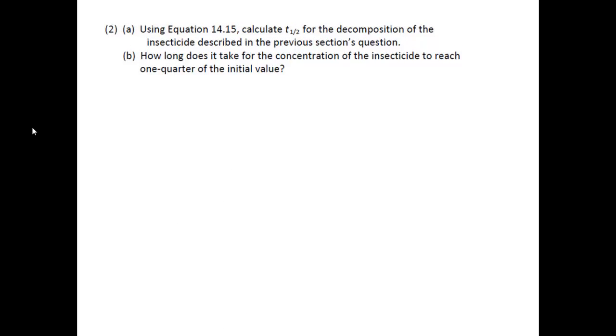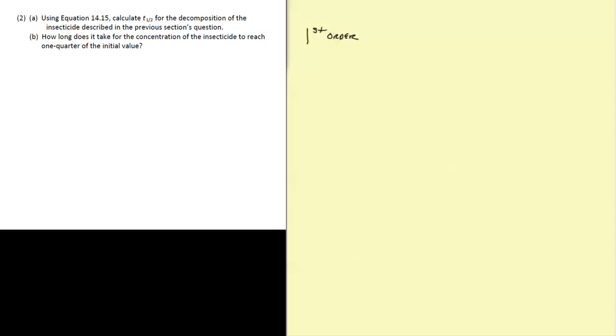Question 2. Using the equation, calculate the half-life for the decomposition of the insecticide described in the previous section's question. How long does it take for the concentration of the insecticide to reach 1/4 of its initial value? So this question is in reference to the insecticide question that we did previously. In that question, we were told that the rate constant is 1.45 per year. Now, since that was a first order process, we can determine the half-life by taking 0.693 and dividing it by the rate constant to get the half-life.